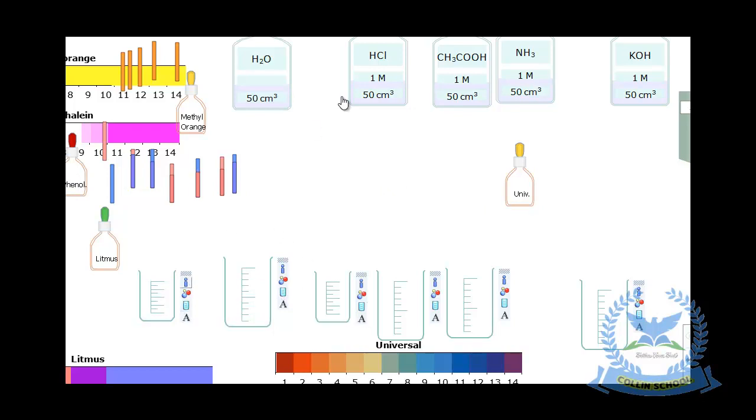Let's empty this first. We add water here, hydrochloric acid, ethanoic acid, ammonia solution, and potassium hydroxide. First of all, let's use the pH meter. This is sophisticated. We dip in there. Oh, nothing shows. Good, let's dip it here. This is potassium hydroxide, and as you can see, it has a pH value of 14. We have ammonia solution, a pH of 11.61.